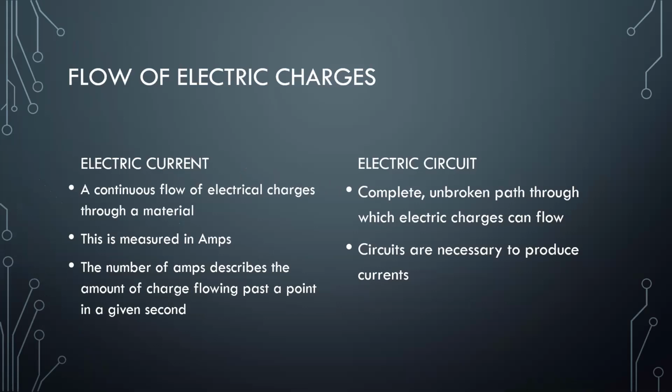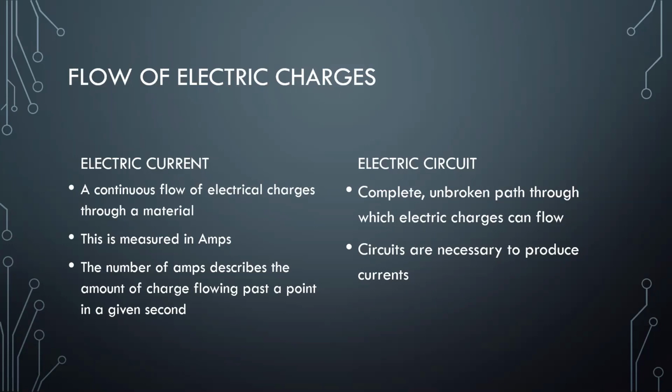Electric current is a continuous flow of electrical charges through a material. We would generally know this as probably just being a wire of some sort. It's measured in amps. Amps is named after a French scientist who was one of the first to investigate using electricity. If you put it at the end as a label, it's just a capital A.